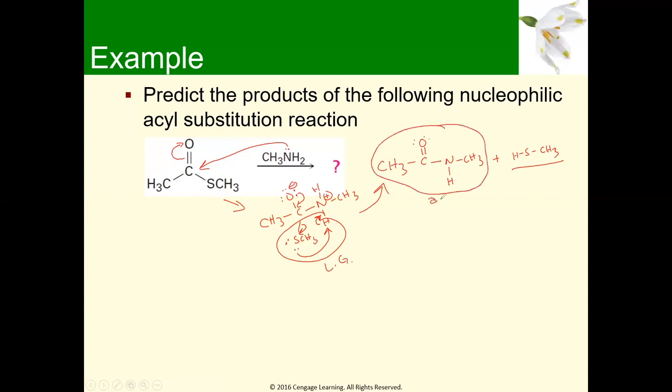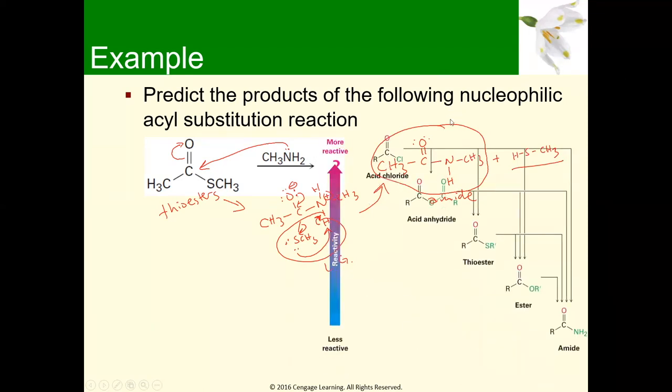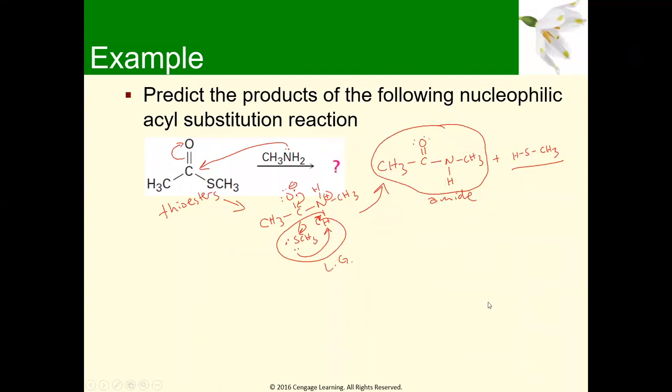You formed an amide. And the driving force of this reaction is that these amides are more stable, they are less reactive than the thioesters. Thioesters are a little bit more reactive than amides, so this reaction is going to go in the forward direction. Oh, yeah. So this is just the diagram that I was talking about. Thioesters are more reactive than amides.